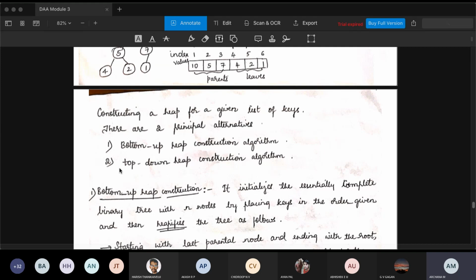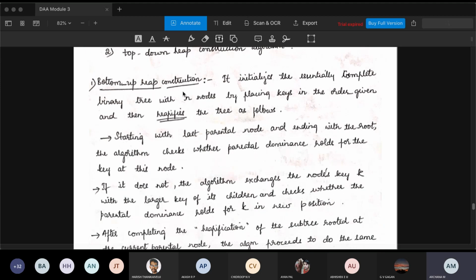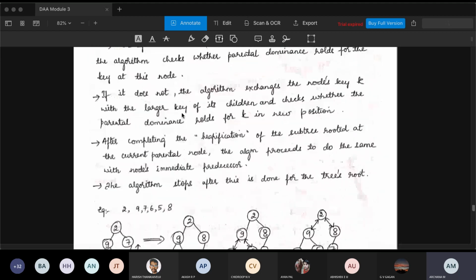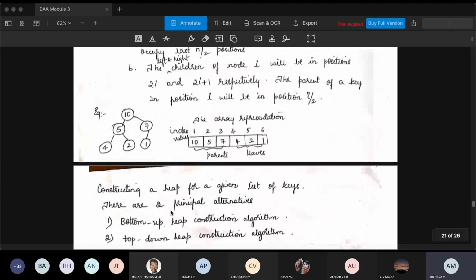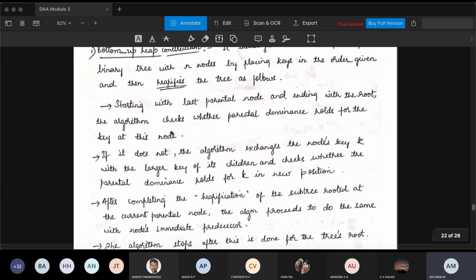If you have numbers, first we will go with bottom up construction, then we will go with the top down construction. These two are very important. They'll ask you the question. For example, they'll give you numbers like this and ask you to construct the heap, whether in bottom up approach or top down approach. This is a very important thing you have to note down.